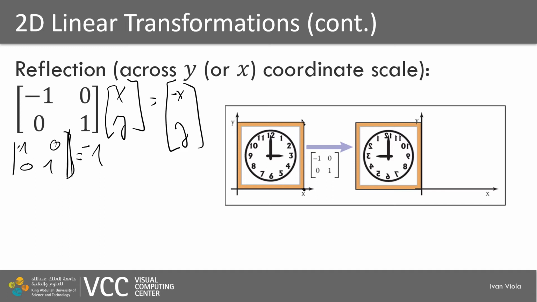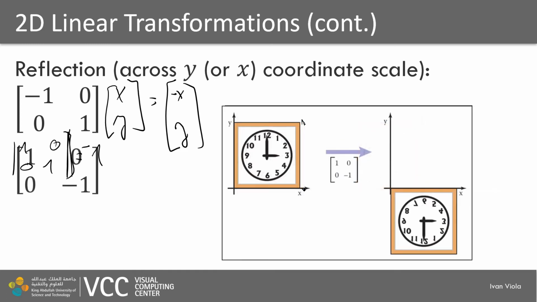Now, we can also reflect around the x-coordinate axis. And here we have done it. We have simply put the negative multiplicator to the second row on the diagonal, and we have now flipped the coordinates around or along the x-axis. Seems to work fine.